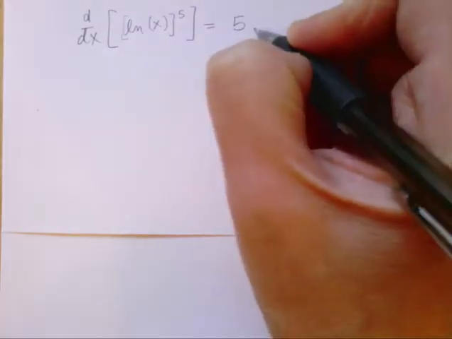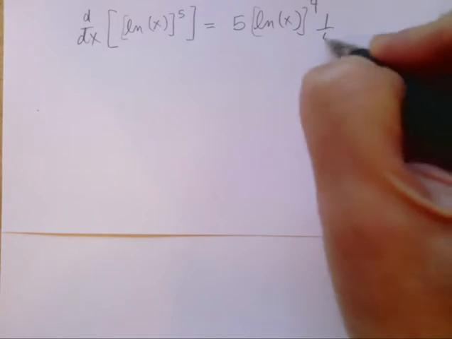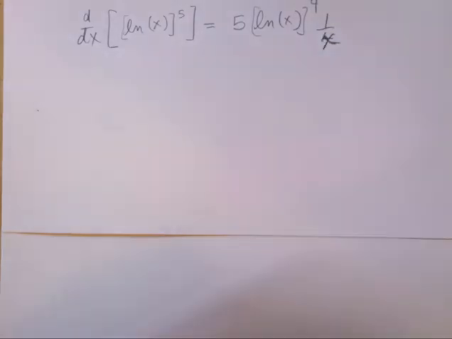Okay, now we're just going to do a few very straightforward differentiation problems. Let's differentiate the function natural log x to the 5th. So we differentiate the outside function times the derivative of the inside function, which is 1 over x.